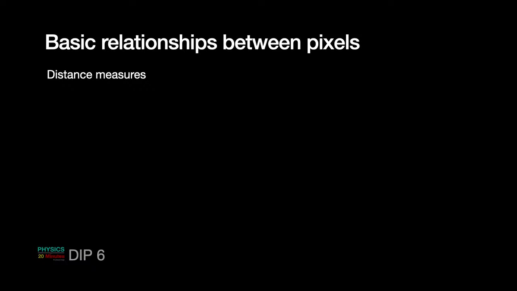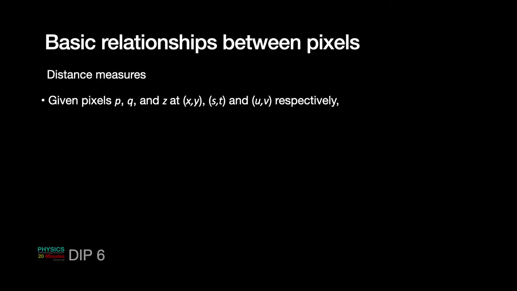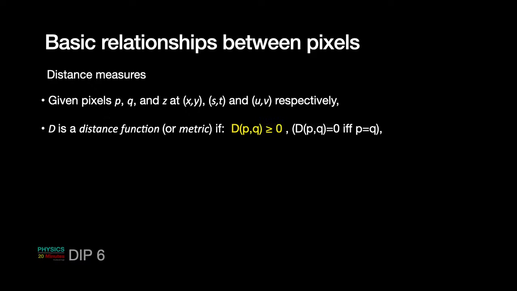I will take a more important topic, and I think this is the last topic of discussion, that is the distance measures. So if you have 3 pixels P, Q and Z, and their coordinates could be X, Y, S, T and U, V, then D is a distance between P and Q if it satisfies certain conditions. And that condition is the distance between P and Q has to be greater than or equal to 0, which is obvious. It will be 0 only if P and Q are the same pixels. Otherwise, it has to be greater than 0.